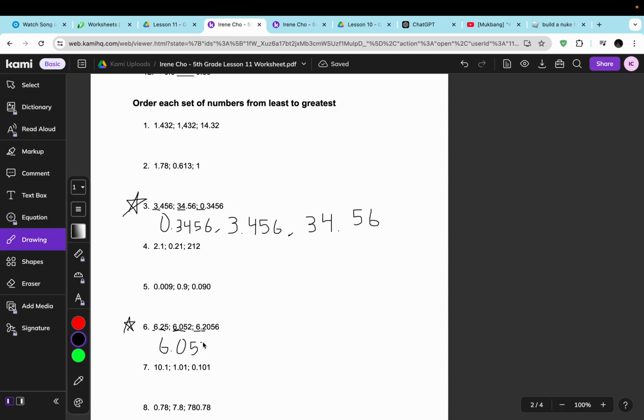So 6.052 is our first number. And then since both numbers, the first and the third number, have the same 10th place, we have to look at the 100th place afterward. And the 100th place for the first number is a 5, while for the third decimal, it's a 0. Since 5 is greater than 0, it means that it's the greatest number between the 3 numbers. So that means that the third number will come next. So 6.2056 is next. And then the greatest number, again, is 6.25.